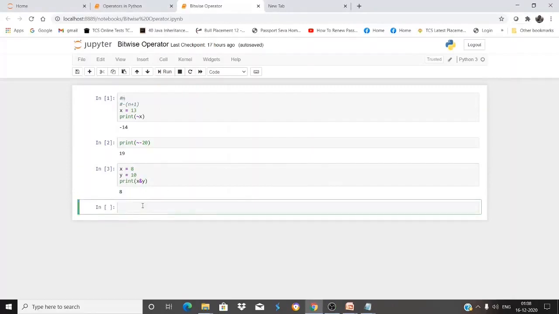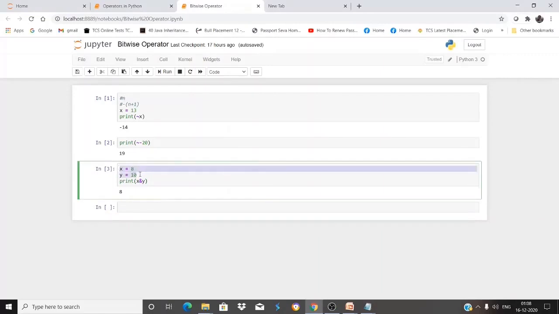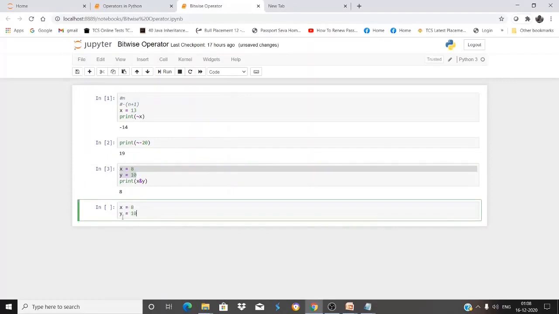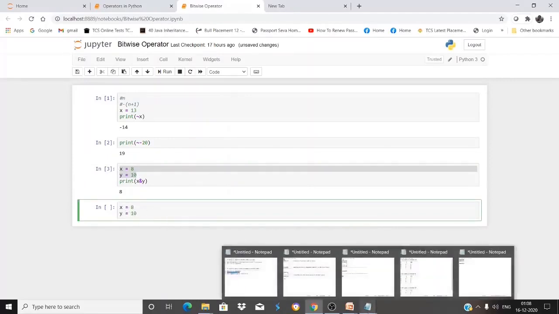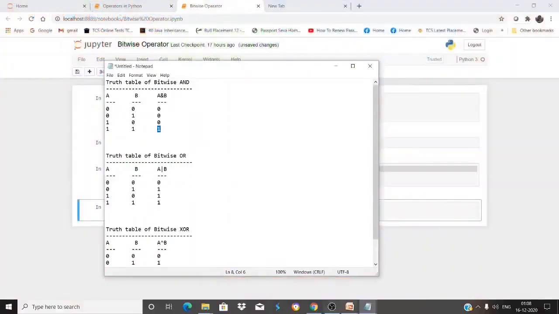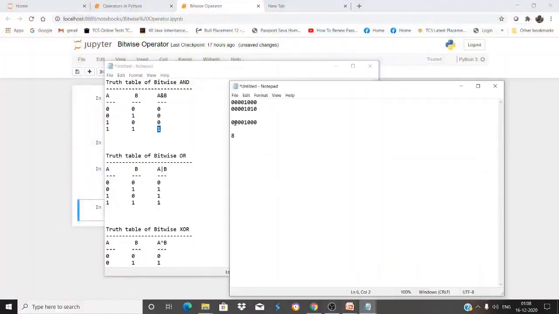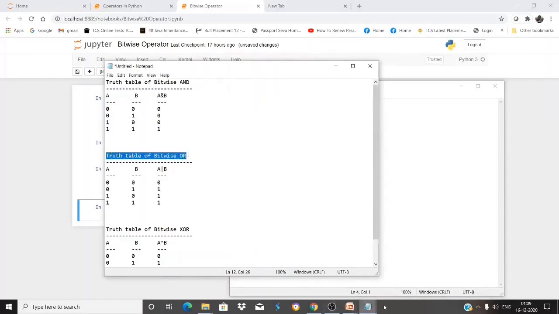The next operator is the Bitwise OR operator, and we'll take the same values for the example of the Bitwise OR operator as well. So let's again switch back to the notepad. So these were the two input binaries. Now for the Bitwise OR operator, the output binary will obviously change. Let's see what will be the output binary. So this is the truth table of Bitwise OR.